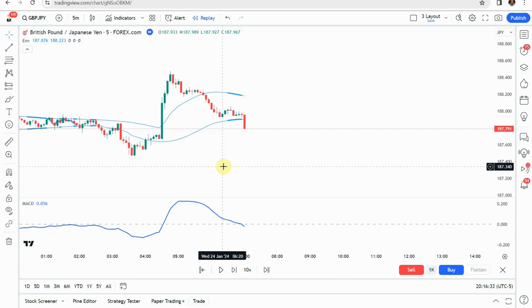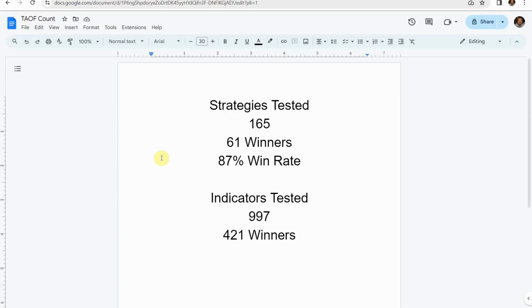Alright, as I said, today we will be testing a 5-minute scalping strategy. Before we do though, I wanted to put the testing scoreboard up for everyone to see. So to date, we have tested a total of 165 different strategies, with 61 of them being winners. The best one so far was able to achieve an 87% win rate. That was achieved using the Academy of Forex indicator. We've also tested a total of 997 indicators, with 421 of them being winners.